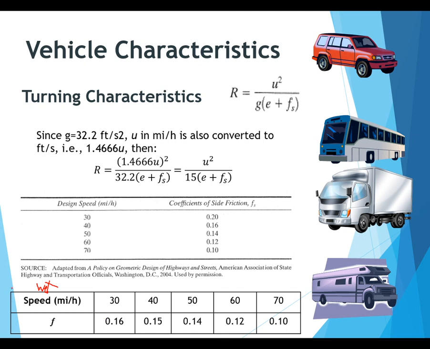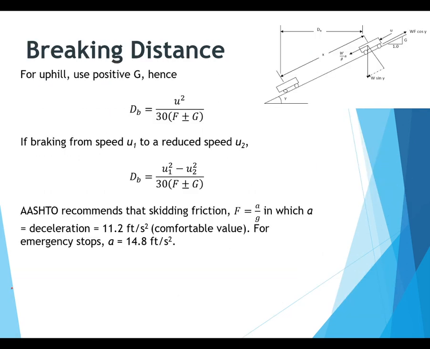So these are the numbers that we use for wet conditions, and we use them to calculate the minimum radius of any turning highway. Also remember the braking distance. We use this in stopping sight distance when we want to stop from one speed to another, or from a speed to 0, a complete stop.